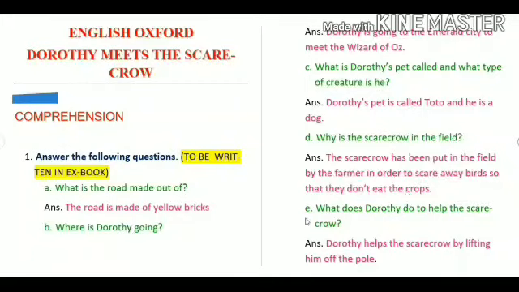Alright, next number E. What does Dorothy do to help the Scarecrow? You remember in the beginning of the story I told you that Scarecrow and Dorothy are very helpful characters. The answer would be: Dorothy helps the Scarecrow by lifting him off the pole. He was stuck, he was tied on the pole, isn't it? And Dorothy helped him by lifting him off the pole.